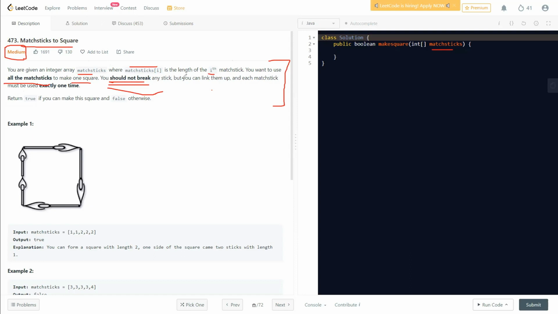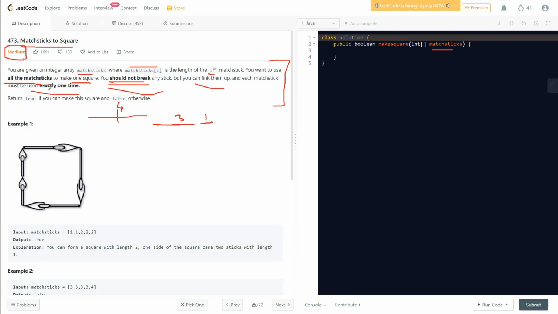And further, you can link them up, and each matchstick must be used exactly once. So what does it exactly mean? If there's a matchstick of length 4, you cannot break it in half, like into a matchstick of length 3 and a matchstick of length 1, or two matchsticks of length 2 each. You cannot break them in any way, you need to use the whole matchstick.